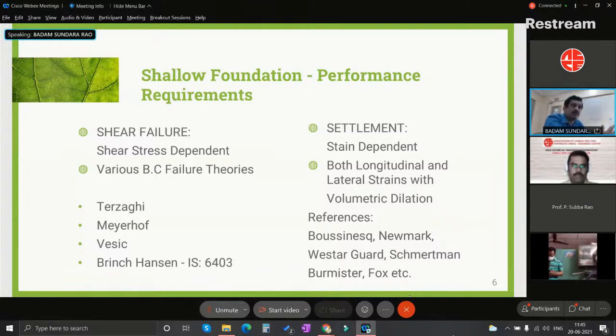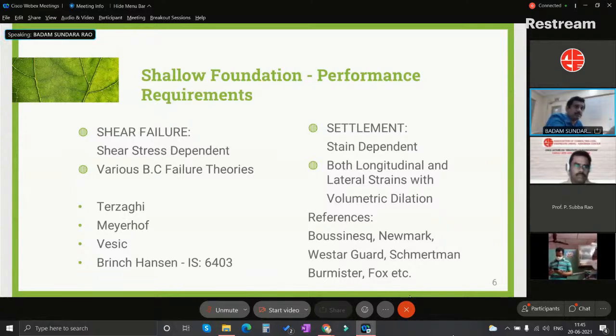Once we look into the case of dense sand, very stiff clays to hard clays, the failure strains will be in the range of 1.5 to 2%, not more than 2.5%. Once we reach a strain value of 2.5%, that immediately reflects in the shear failure.